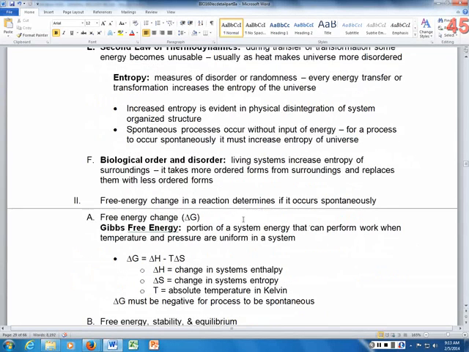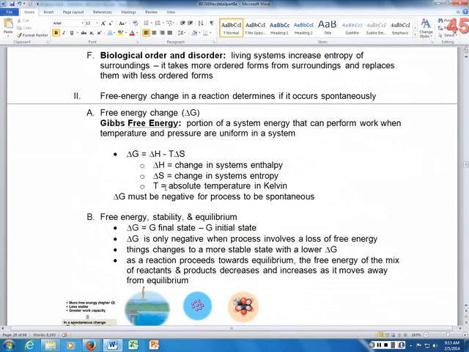Biological systems are going to increase the entropy of their surroundings. One way that we can measure this is with the free energy, which is represented with delta G. The delta G is because it's Gibbs free energy. It's the portion of the energy that can perform work when the temperature and pressure are uniform in a system. So it's looking at how much can perform work versus how much turns into entropy.